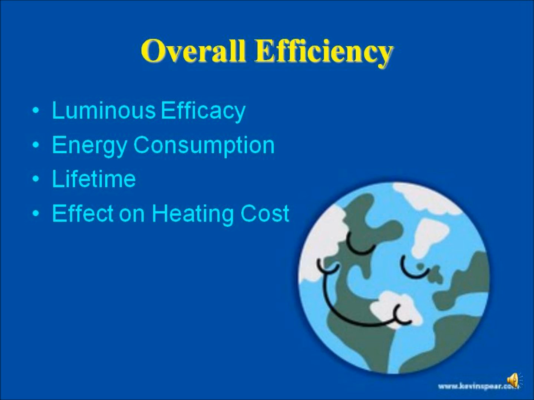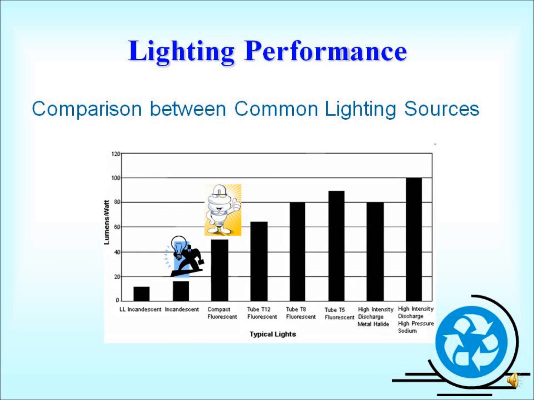In the second part, we are going to cover the overall efficiencies of CFL. First, we will look at several characteristics for lighting sources: the luminous efficacy, the energy consumption, and the lifetime. We will also talk about the effects on heating costs of CFL. First, we are going to compare the lighting performance amongst common lighting sources. As we can see, an ordinary CFL has a performance twice higher than the traditional incandescent light bulb.